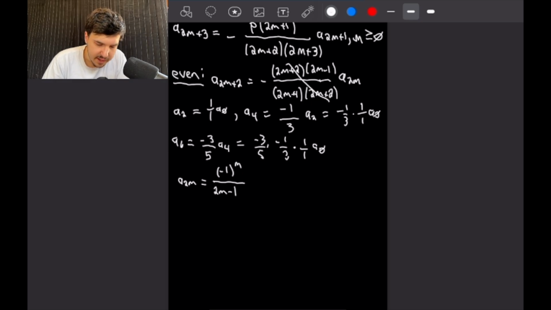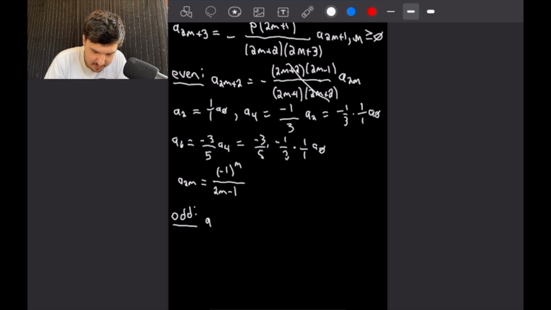Great. So now that we've calculated our a sub 2m, let's go ahead and do our odd coefficients next. So for our odd coefficients, we will be using that second formula, which I have still at the top of the screen, and that is p of 2m plus 1 over 2m plus 2 times 2m plus 3. Let's go ahead and calculate our p of 2m plus 1 first.